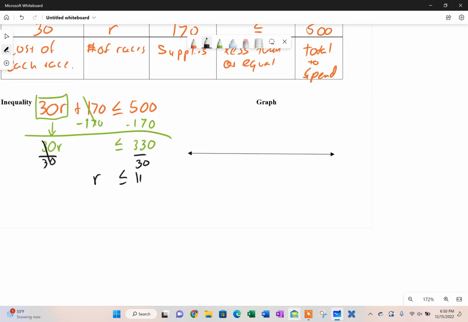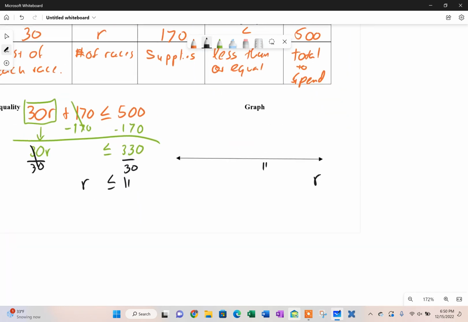Thank goodness, I finally have a number that makes sense. So remember, R represents the number of races I'm going to do. I can do 11 races. I can do all 11. I'll be extremely tired, but I can. I'll also be broke. Or I could do fewer than that.